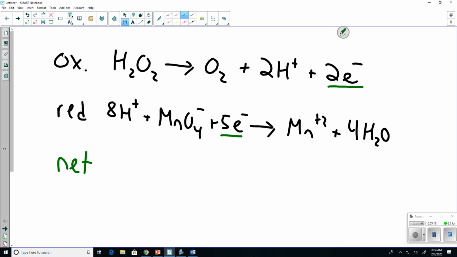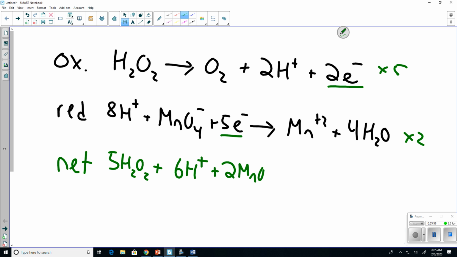So my top equation I would have multiplied by 5. My bottom equation I would have multiplied by 2. And then I would have just added the two together. So, if I gave you the overall net for this, it'd be 5H2O2 plus 6H+. Because I'd have 10 H+ from the oxidation equation on the product side, and I'd have 16 on the reduction equation, so 6 is my net change. I think a lot of people on a lab quiz got that wrong because they tried to put it on both sides.